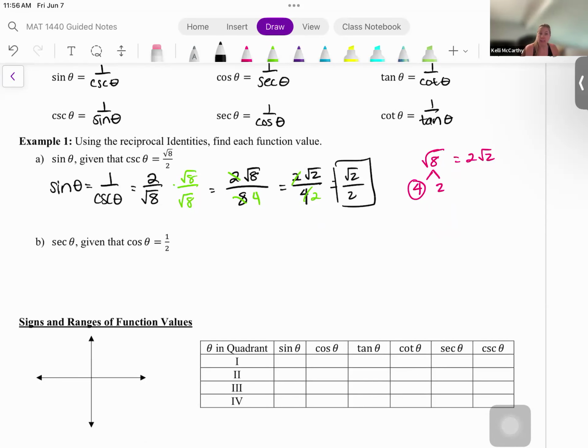Determine secant theta given that cosine theta is equal to 1/2. Secant theta is equal to 1 over cosine theta, or the reciprocal of cosine theta, which is 2 over 1, or just 2.